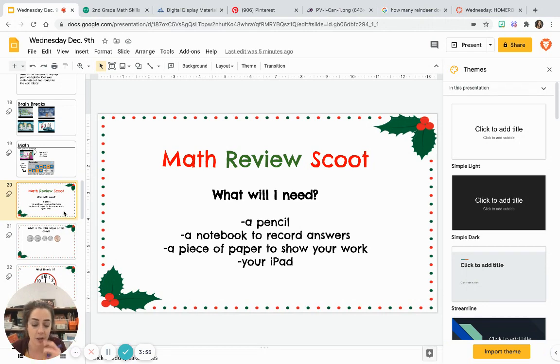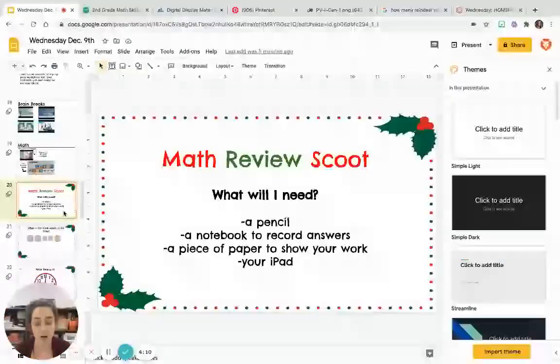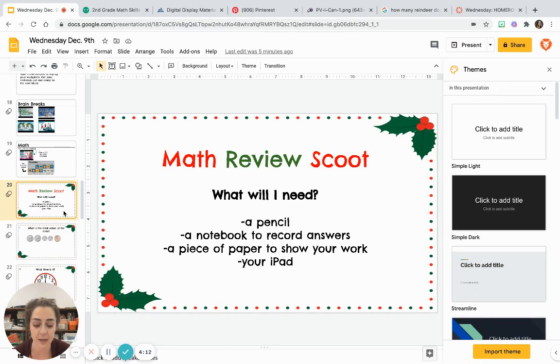I've written it on this slide, but you're going to need a pencil, a notebook to record your answers, a piece of paper to show your work, and your iPad because the scoot is going to be on these next slides. So you're going to have to be looking at your iPads to do that. There are 12 different slides for the scoot game. So here's my math notebook. And I'm going to open up to the first clean page. All right, so here it is. And at the top, I'm going to write Math Scoot.